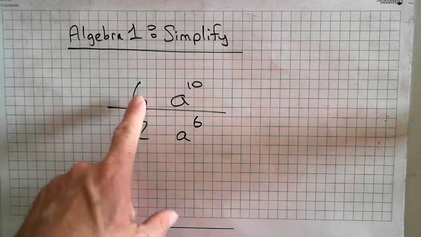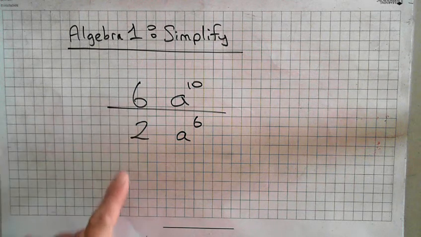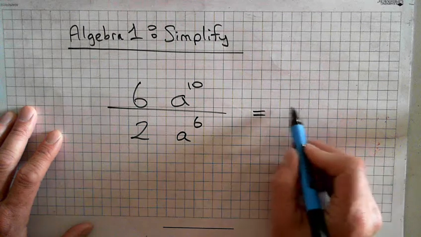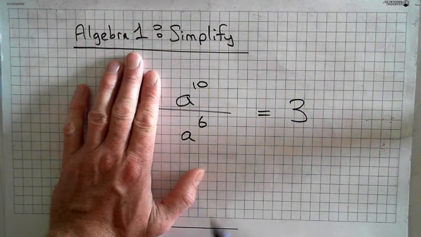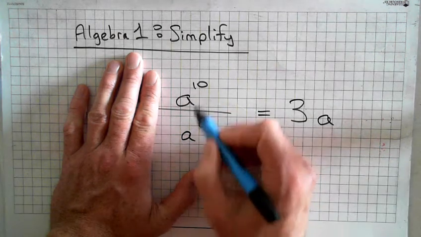First of all, I deal with the numbers. 6 divided by 2 is 3. Now I deal with the letters. A4.